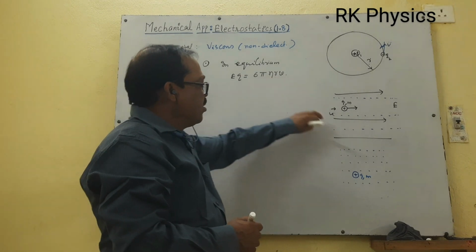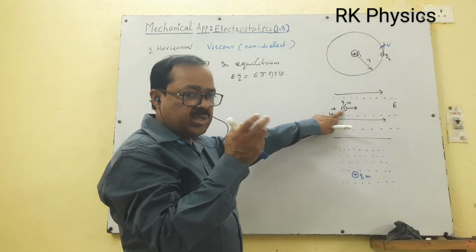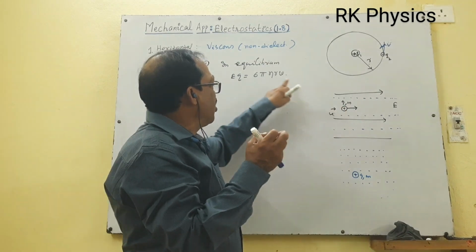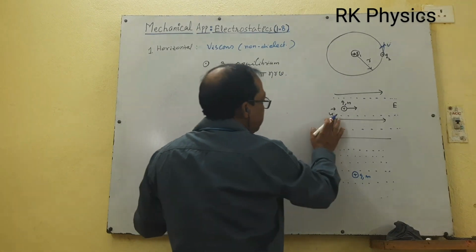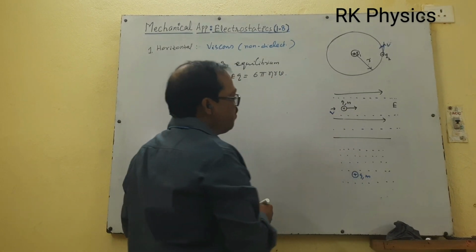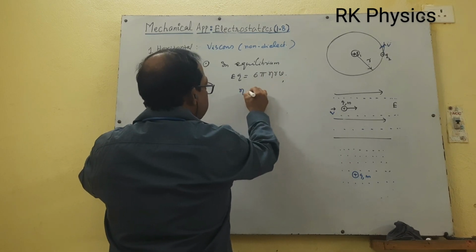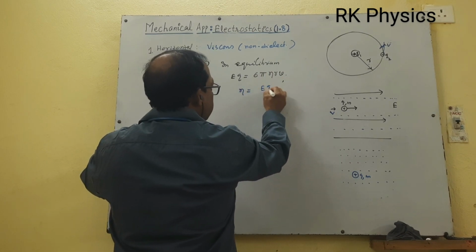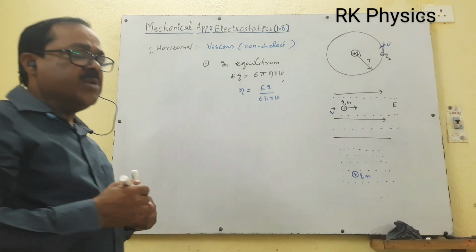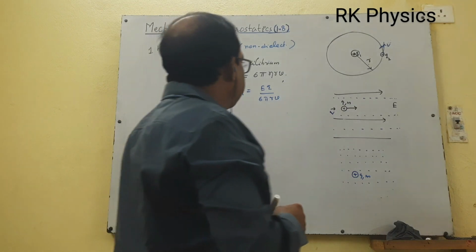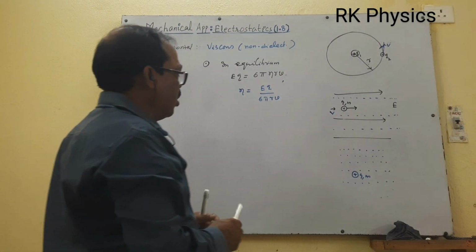Now r, this object is in the form of a sphere. Mark, this small object of mass m is in the form of a sphere and it is moving with velocity v. Now in this case you can find out eta. This is EQ divided by 6 pi r v. Or if eta is given and some other physical quantities are given, then you can calculate the unknown term.